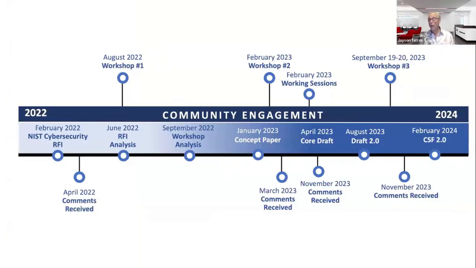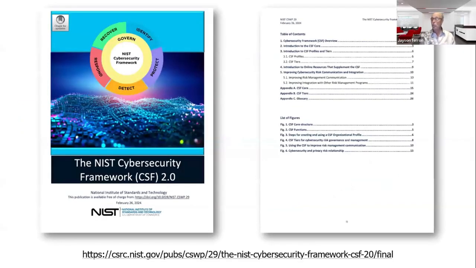In 2022, 2 years ago, there was a request and we started putting out comments. Then there was a workshop, I actually went to 3 of the workshops, where we sat down and gave ideas of what we thought. We then analyzed it. Then there was a conceptual paper. Then they went back to workshops, more comments. And then finally in February, it was released. This is what the document looks like. The link is on the bottom. But if you just look up NIST Cybersecurity Framework 2.0, all of the resources are there.